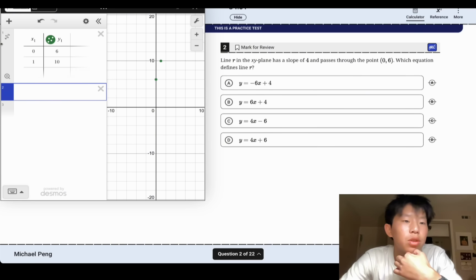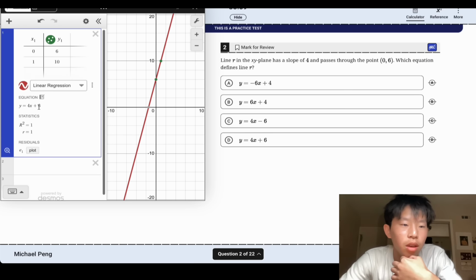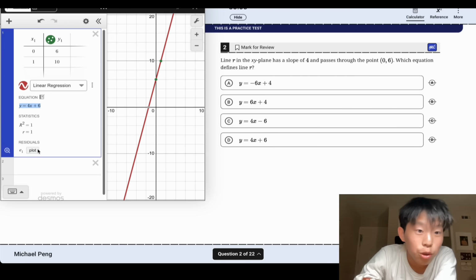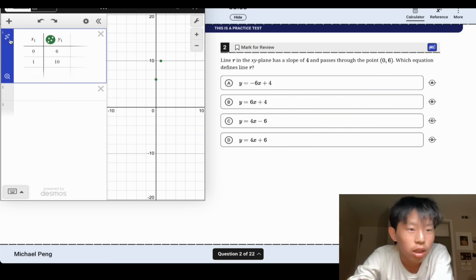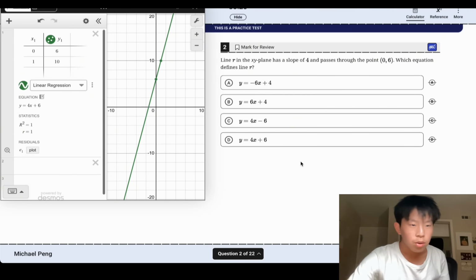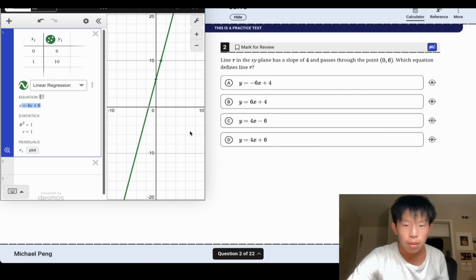So now what we can do is we can use linear regression. y ~ 4x + 6. A lot of people don't know what that little button means, but now you know. Just click this button, okay? 4x + 6. Okay, so now that we know that the equation is 4x + 6, that means the answer is D.